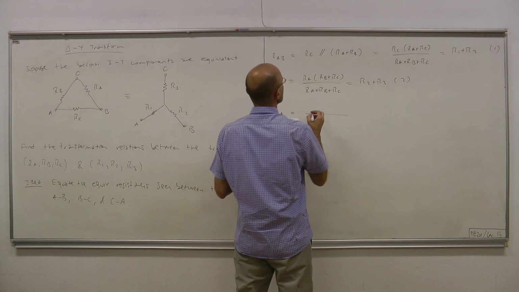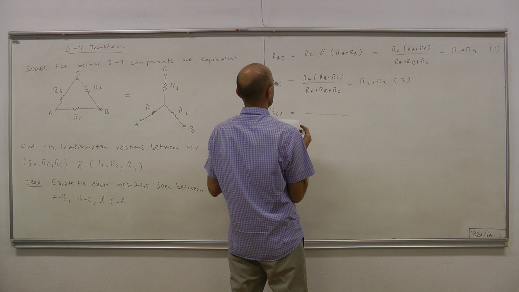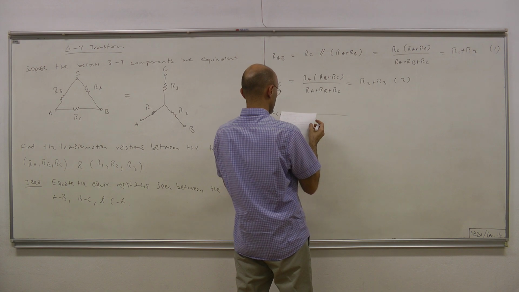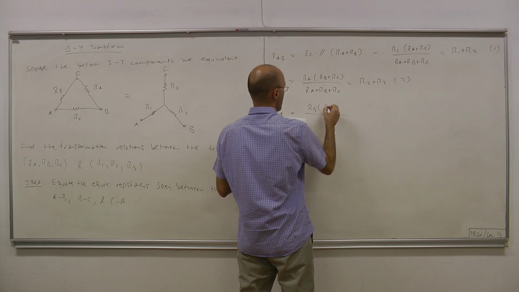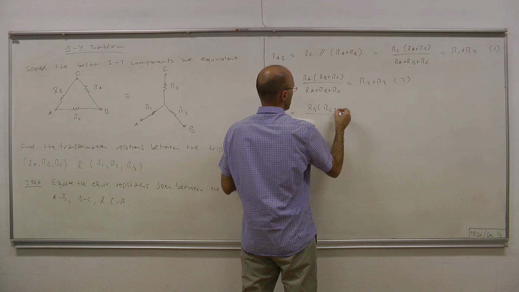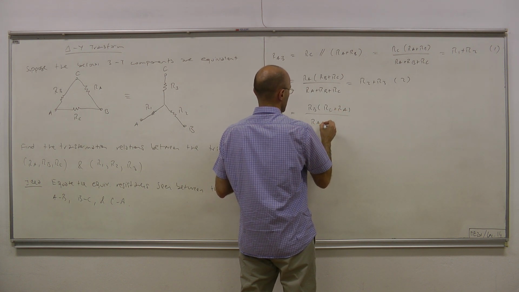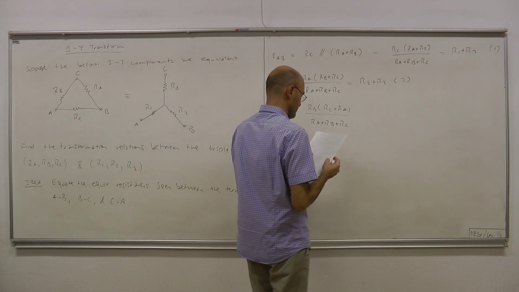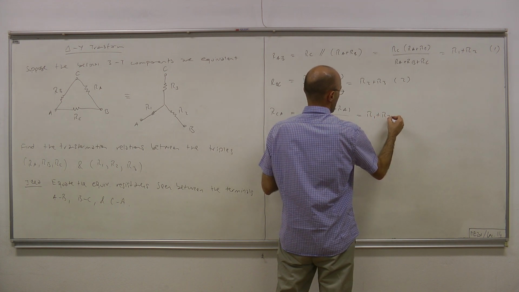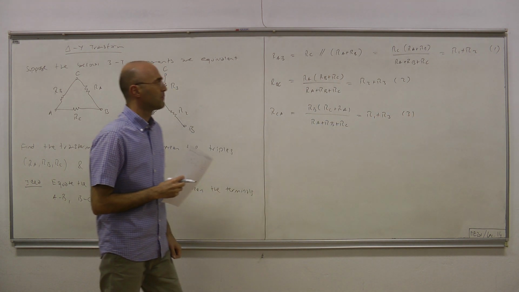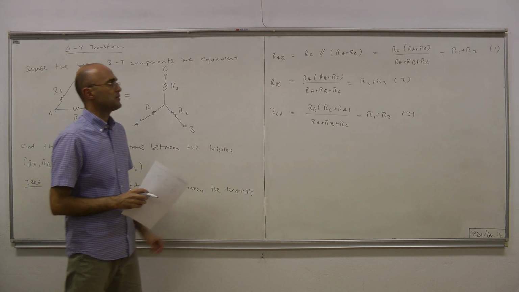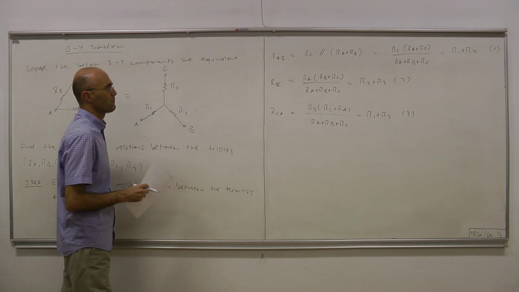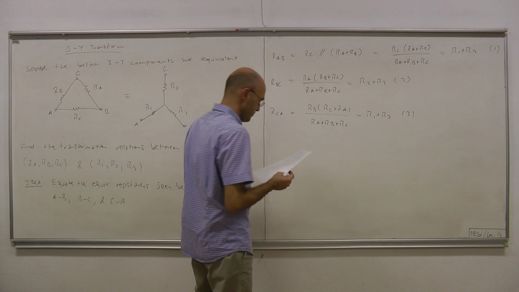And finally, RCA equals RB, RC plus RA over RA plus RB plus RC. And that must equal R1 plus R3. Equation 3. Okay. Now here, let's introduce a little bit of a trick, so that from that trick we can figure out the relation between the sets, the triples.